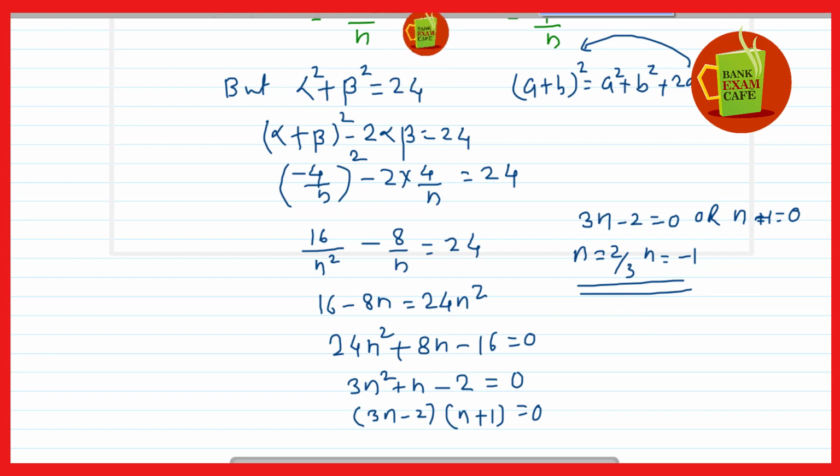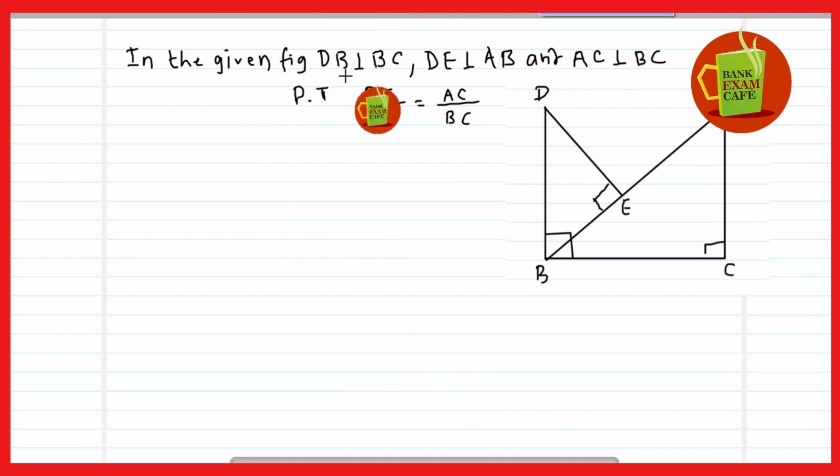Now let us move to the next question. The next question is that in the given figure BD is perpendicular to BC, DE is perpendicular to AB, and it is also given that AC is perpendicular to BC. We see here that BD and AC are perpendicular to BC, and we know that perpendiculars on the same line will always be parallel, so it is indirectly given that BD and AC are parallel lines. We have to prove that BE upon DE is equal to AC upon BC.